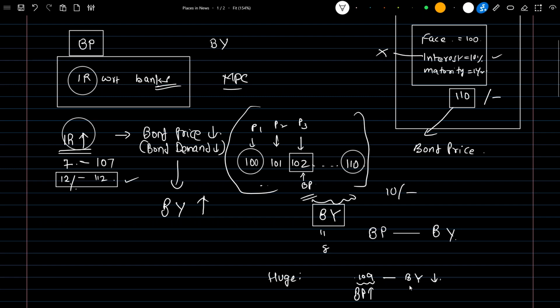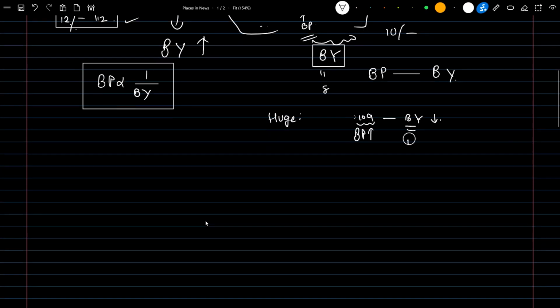Here, what is the bond yield? It is just one, because 110 minus 109 is only simply one. So bond yield is decreasing. So this is how the relationship between bond price and bond yield works. We can say the relationship is this way: bond price is inversely proportional to bond yield. So simply to understand, we can write it this way.